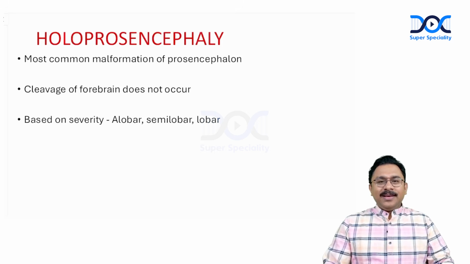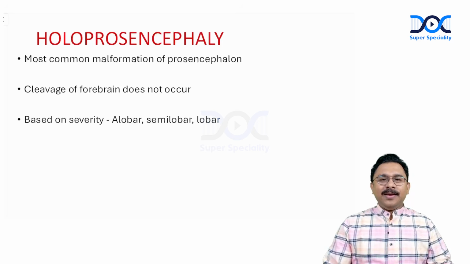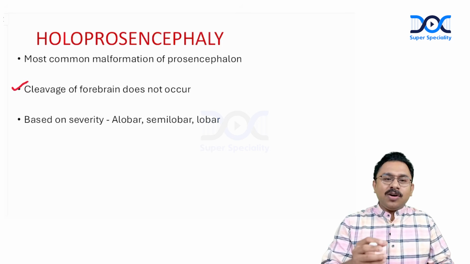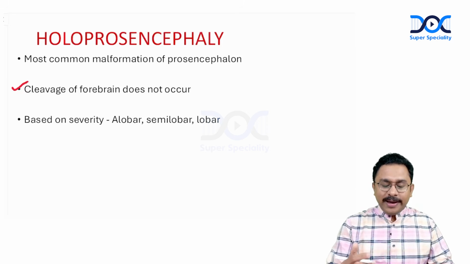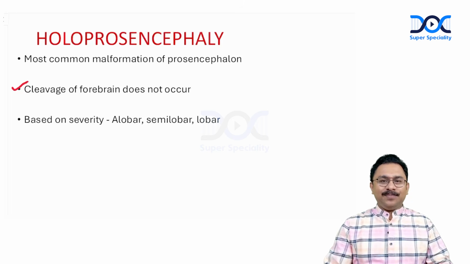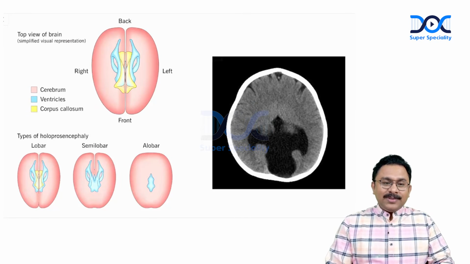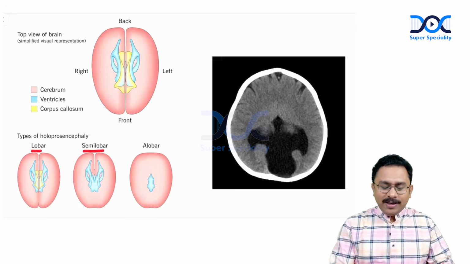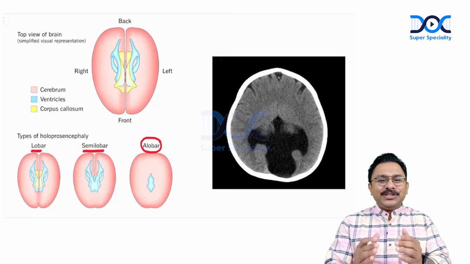holoprosencephaly. What is it? It is the most common malformation of the prosencephalon. And what is the problem here? The cleavage of the forebrain does not occur. And based on the severity, you can divide it into alobar, semilobar, and lobar holoprosencephaly. That is based on the severity. Look at this again. Types of holoprosencephaly: lobar, semilobar, and the most severe one, alobar, where the cleavage is not happening.